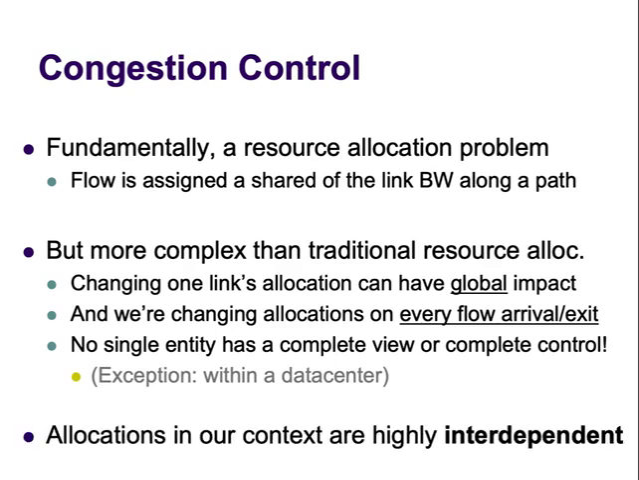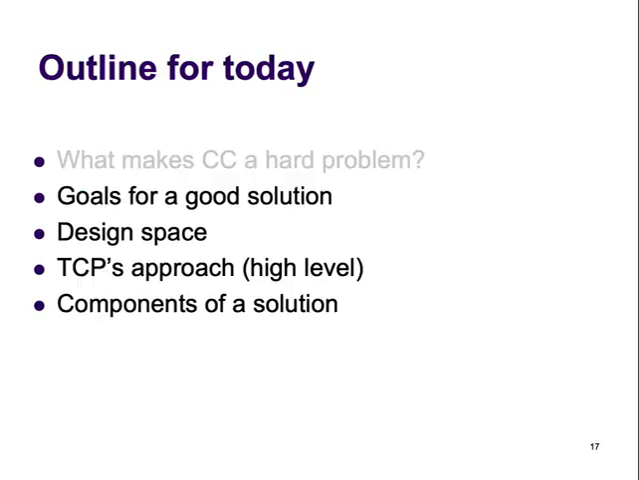So, trying to summarize all that: allocations in our context are highly interdependent and also not under any kind of centralized or global control. And this is kind of the crux of what makes congestion control so hard. So with that, any questions on that before we move on?